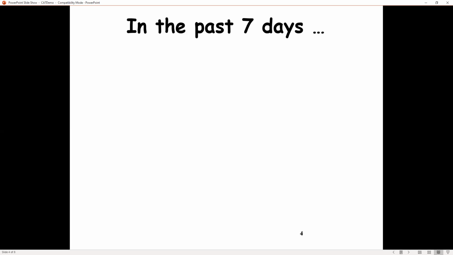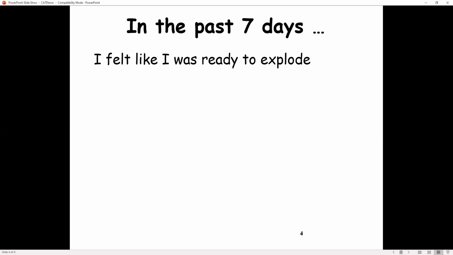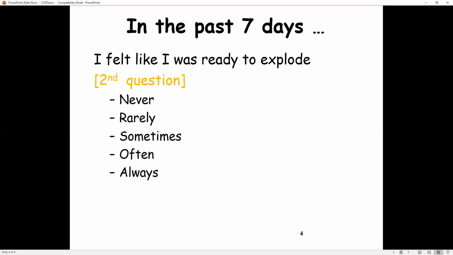So the second question I get, if I pick that particular response to the first question, is, "I felt like I was ready to explode." You can see that the item stem here really implies a lot more anger than the first question, which was more neutral. And now I've got the same response options. So if I say always, I felt like I was ready to explode, it's going to think I have even higher anger than it thinks based on the first question.